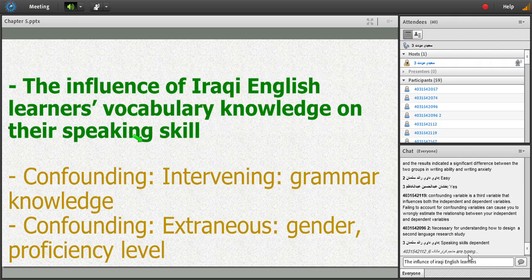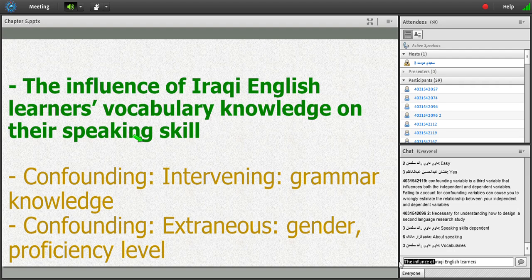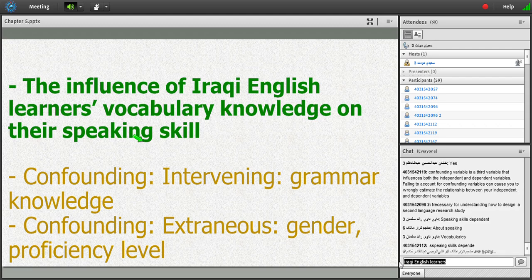Speaking skill is the dependent. What about independent? Speaking is the dependent variable. What about independent variable? Vocabulary, or let's say vocabulary knowledge. Okay, good. Yeah. Now, can you tell me the control variables?